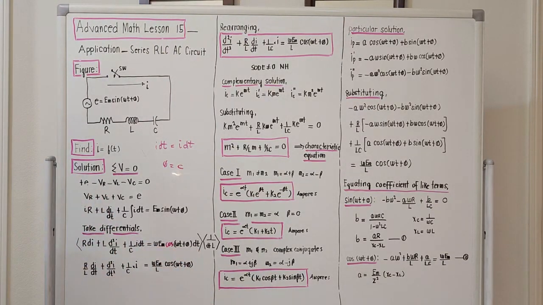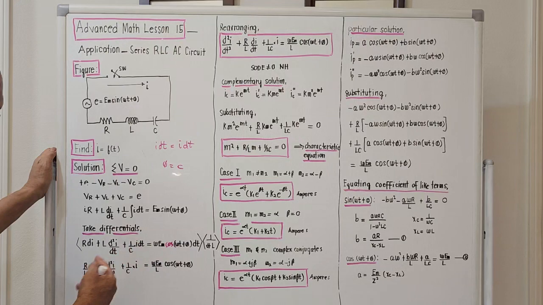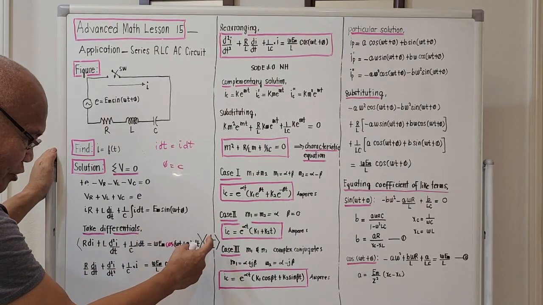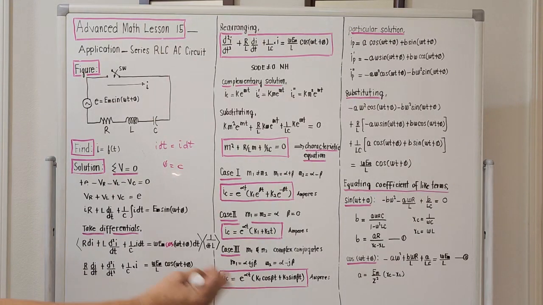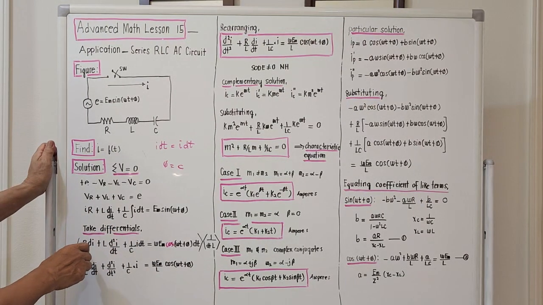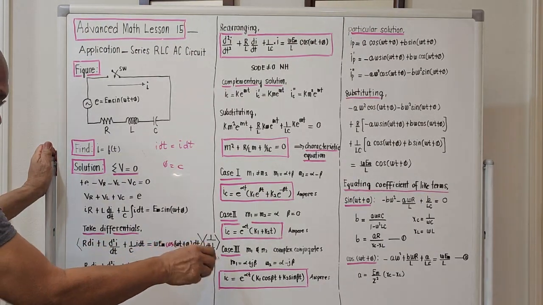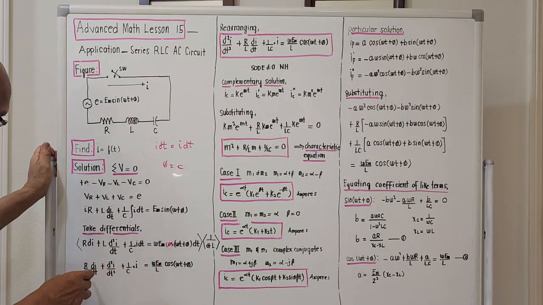And to simplify calculations, we will multiply all the terms by the ratio 1 over dt times L. Okay? And if we try to distribute, R times 1 over L dt will be R over L di dt.